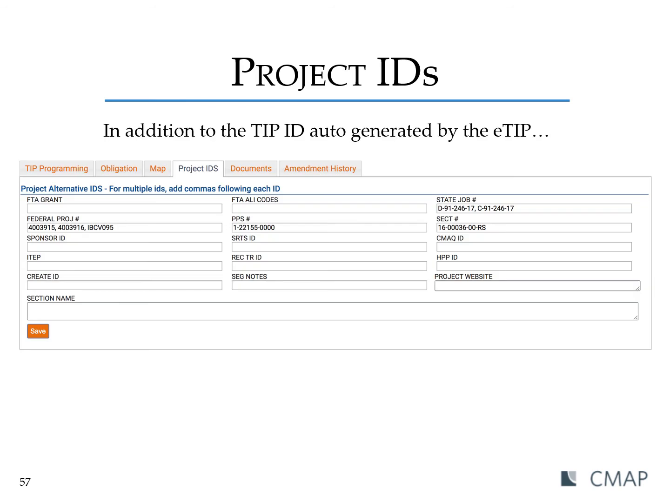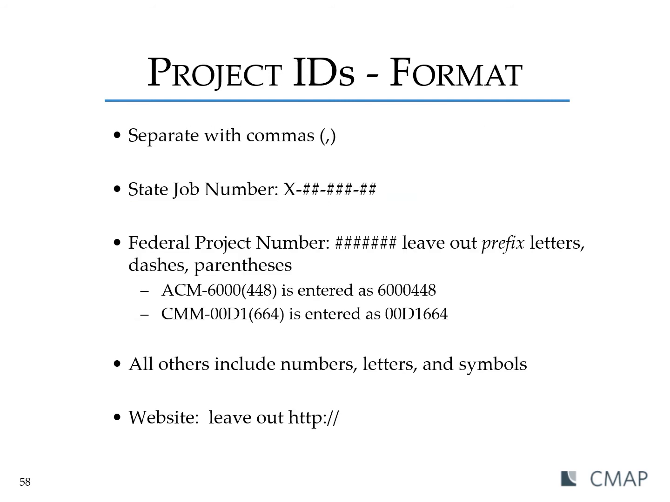And these IDs are also searchable from the home page, but only if entered in the correct format. So this slide shows the correct format. Really, the only format changes are to the state job number and federal project number. So if you want to search from those from the search box, for the state number, you would need that X. And then for federal project numbers, you want to leave out any prefixes, dashes, and parentheses.